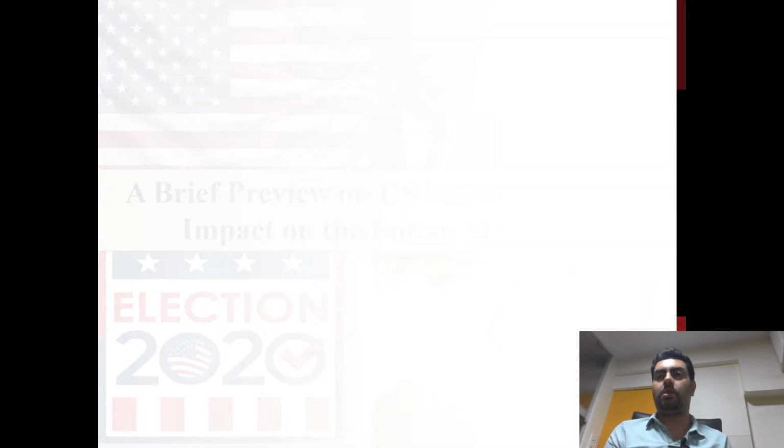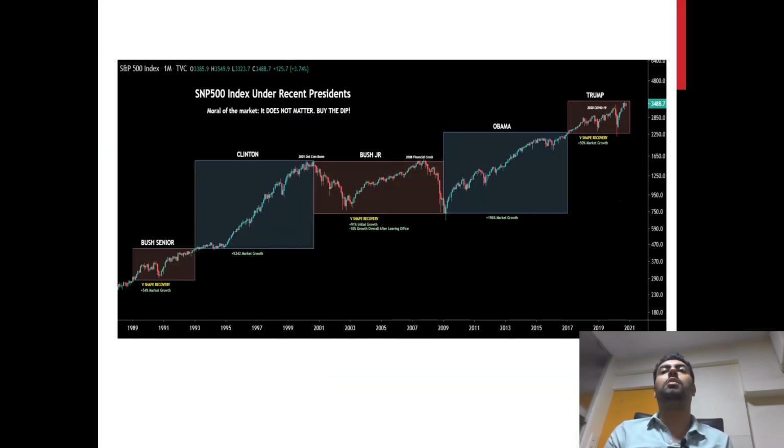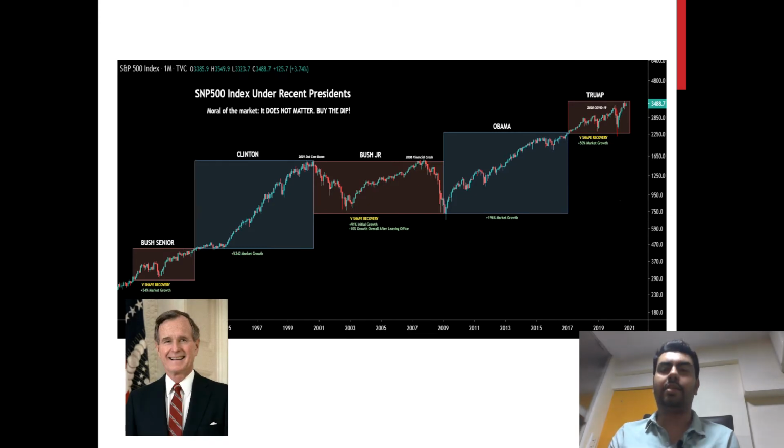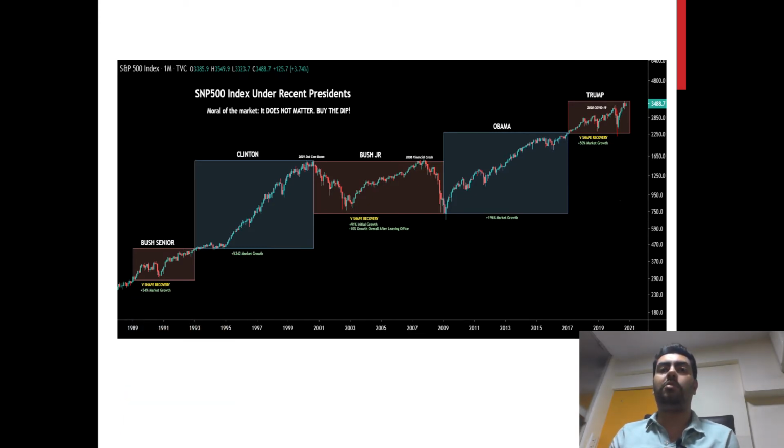You can see this chart out here, and this shows that under each president, how much the S&P 500, which is the Standard & Poor's 500, has rallied or fallen. We'll see how much of an impact it had even on the Indian markets. First we will start off with Bush Senior in the years 1986 to 1990, all the way to 1992, when Bush Senior was in office. And when he was there, there was a V-shaped recovery from the previous fall of the market.